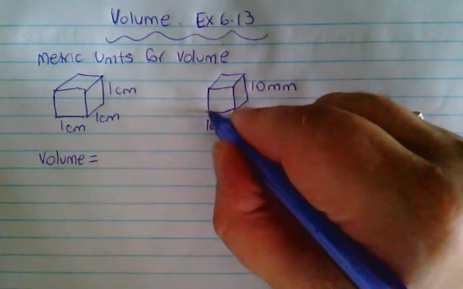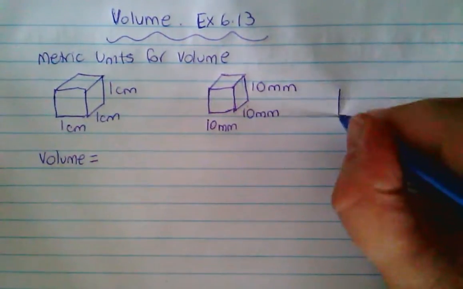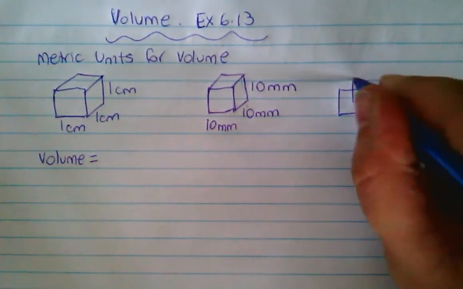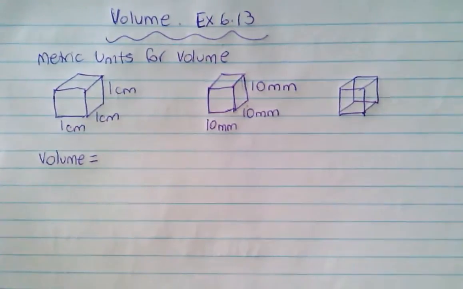Notice to draw this, I drew a square, and then I go back, back, back. Or some of you can draw it like this: square, another square, overlapping, and join the corners. Whatever you like.